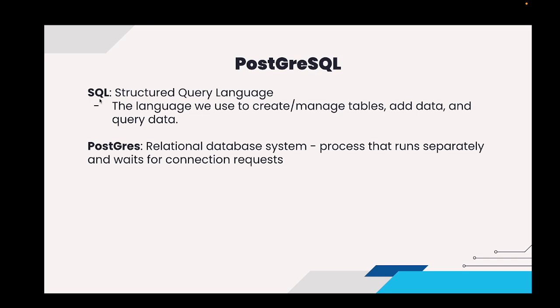How we do all that is through a language called SQL, which is pretty similar across systems, but there are a few differences between something like Postgres SQL or MySQL. Postgres in particular is one of the relational database systems. There are many types, like MySQL, and it runs separately in the background of whatever machine you're on and waits for connection requests. In a couple seconds, I'm going to show how you can connect to the Postgres database system and start making tables and having fun there.